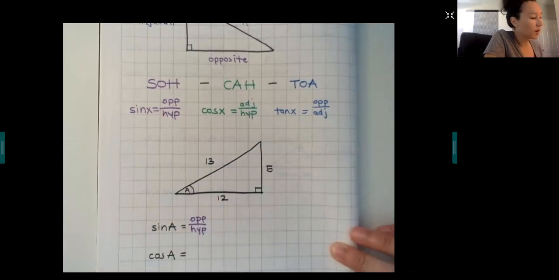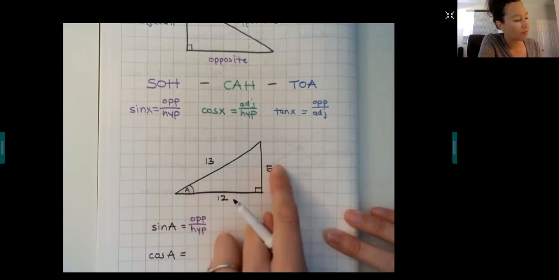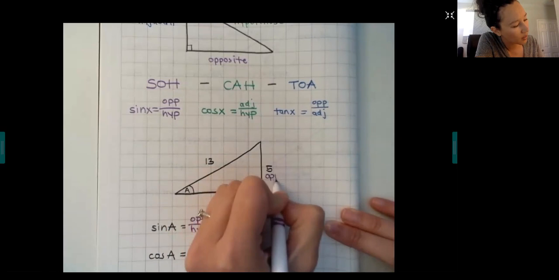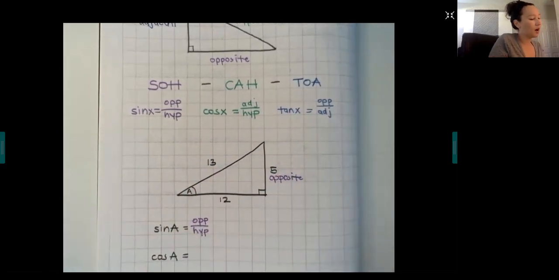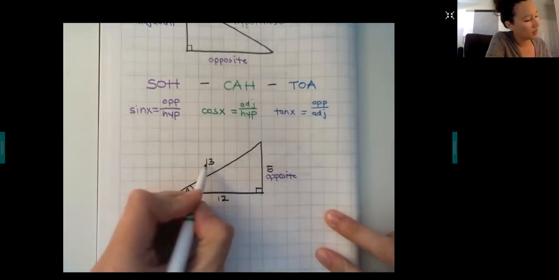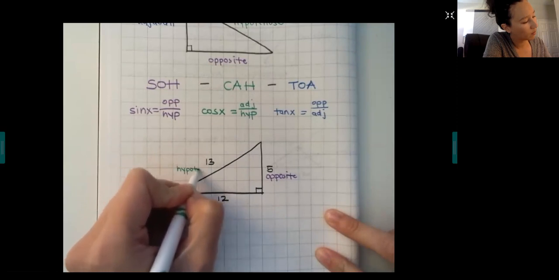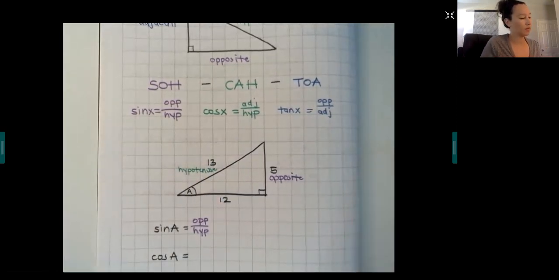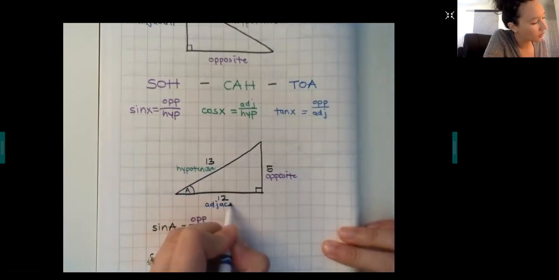So the first thing we're going to want to do is identify our sides. So here's our reference angle, which means that 5, the side across from that angle, is our opposite side. So here's our opposite side. And then our hypotenuse is across from our 90-degree angle. And then 12 is our adjacent next to the angle.